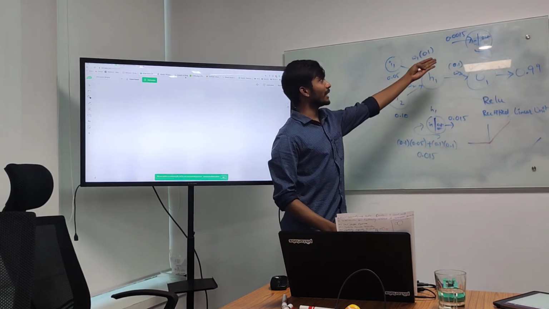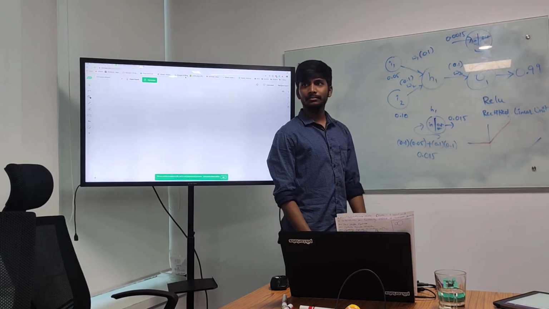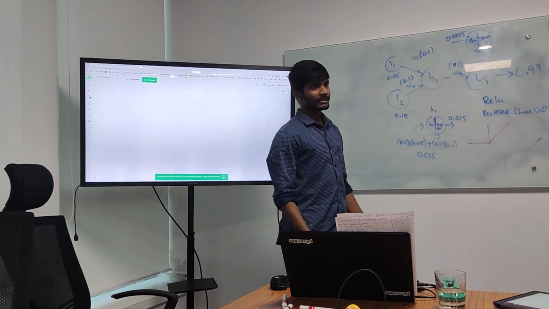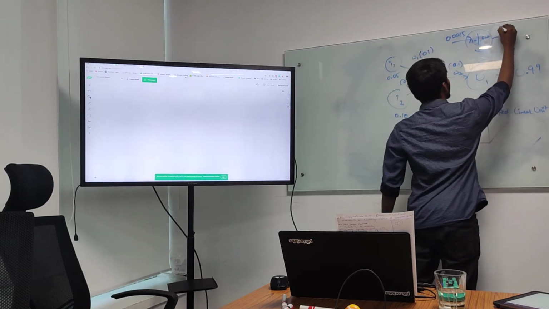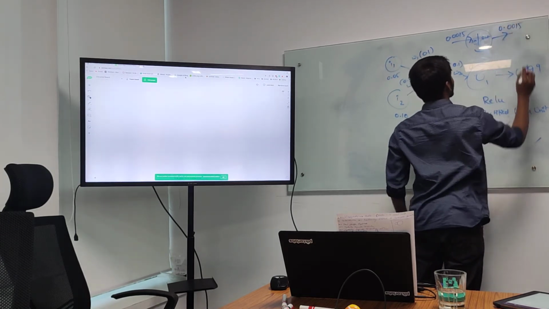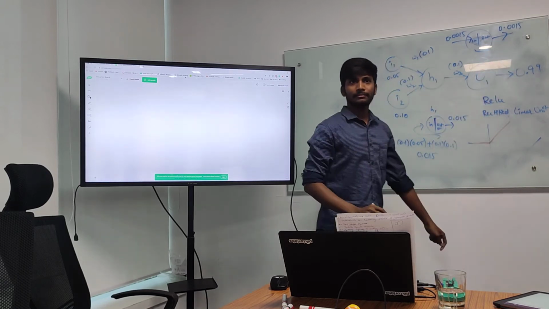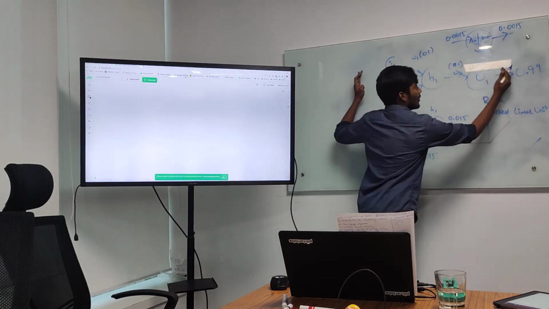If I have a rectified linear unit here also, the same output will go, right? Straightforward. Nice. So it will go 0.0015. This is the total output of my whole model.